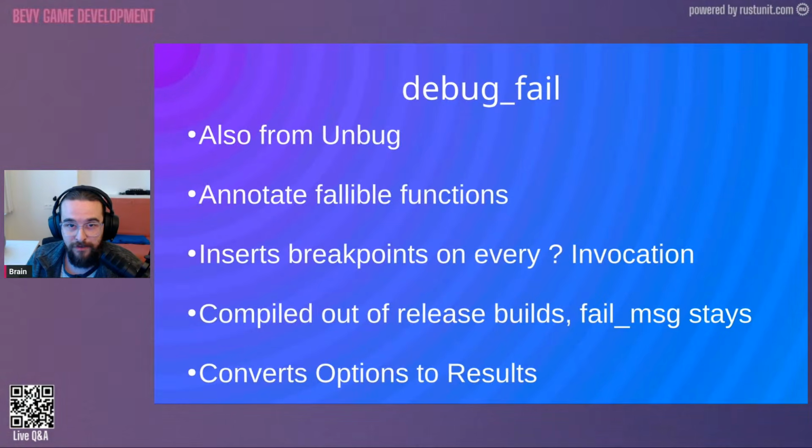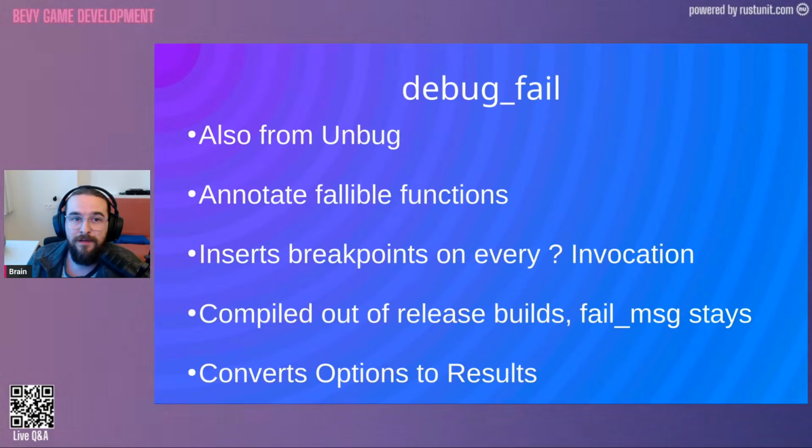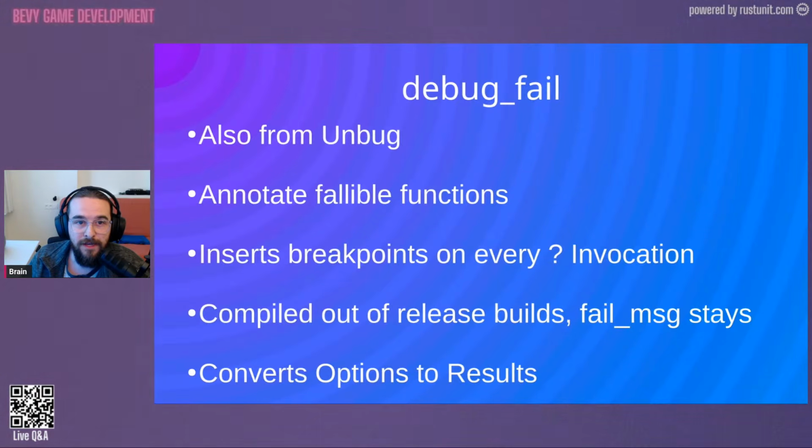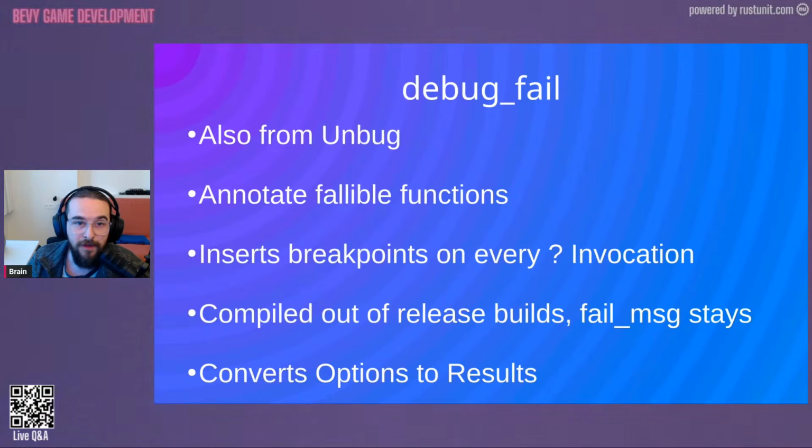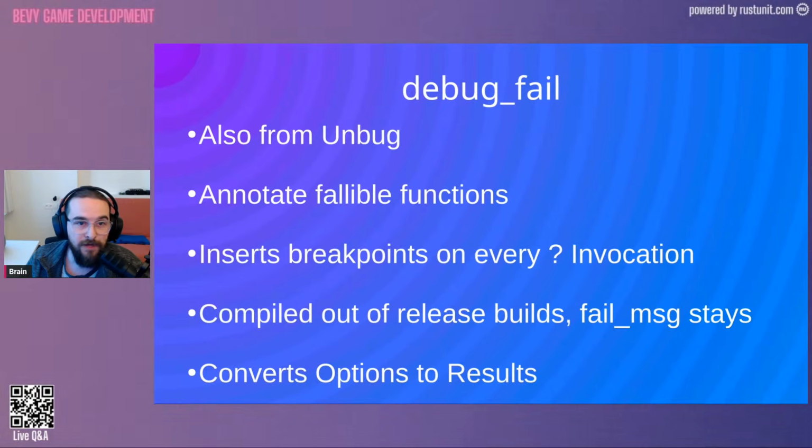This is where my new debug fail macro comes in. This is also an Unbug. You annotate a function with it, and now every question mark operator becomes a fail breakpoint. These are compiled out of release builds, but if you add a fail message, that will become a log in your final product. As a bonus, option types are converted to results, so you don't have to use the ok_or function, for example.